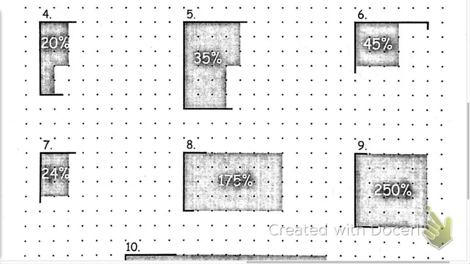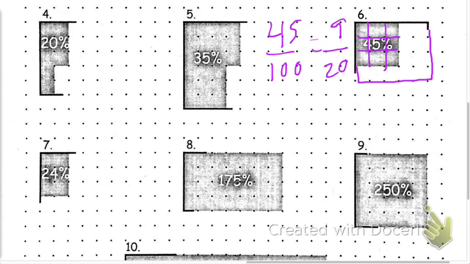Number 6, 45%, 45 out of 100. You can divide both of those by 5 and you'll get 9 out of 20. That's about as much as you can reduce it. So if you split this up into 9 equal pieces, there are 9 boxes there, so 9. And it's supposed to be 9 out of 20, so you just want to make sure the full rectangle has 20 squares, so that'll be the full rectangle.